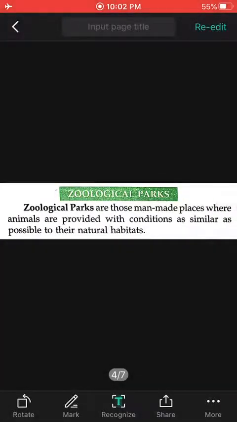The next is zoological park. You might have all visited zoological parks. We are near to the Panna Tiger Reserve, a great zoological park. So zoological parks are man-made places where animals are provided with conditions as similar as possible to the natural habitat. It means a certain area is reserved for certain animals which are going extinct or which are less in number, and they need to be in their natural habitat, so that we can study them, we can breed them, or we can increase their numbers.